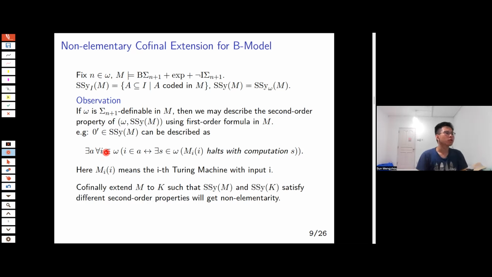So if we want to get a non-elementary extension, one of the easiest ways in this case, the omega being definable case, is just that we control the standard system of the cofinal extension, so that these two standard systems satisfy a different second order property. And since the second order property can be described by a first order formula, we get non-elementarity in this case.